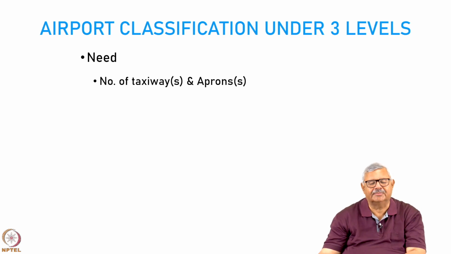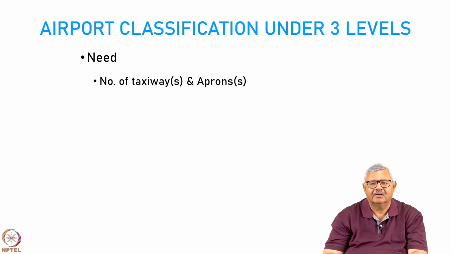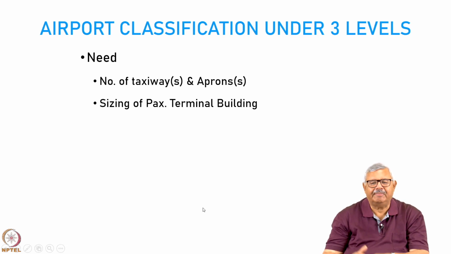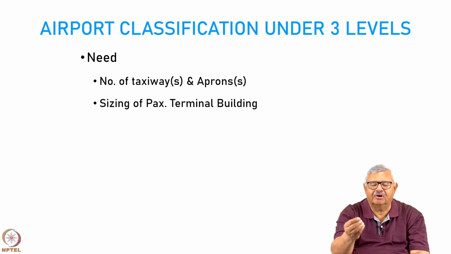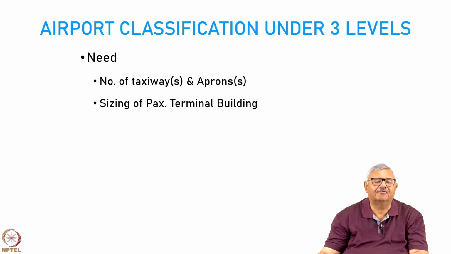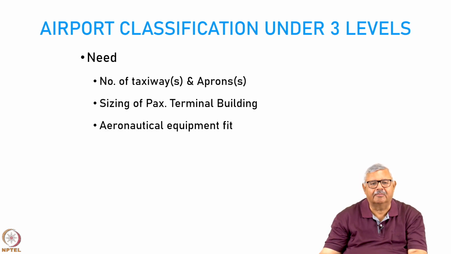If it is a very basic airport which has only one aircraft type coming only once a day, then why do we need more than one taxiway and more than one apron? Similarly, if the passenger terminal building is going to handle only 1 or 2 flights in a day with no conflict, then you can size it for the number of passengers and a few other people who will be operating it. Now, as per the regulations in force, there are certain minimum equipment which are required for safe operation of aircraft at an airport. So we looked at the rules at that time and we came up with the minimum aeronautical equipment fit.